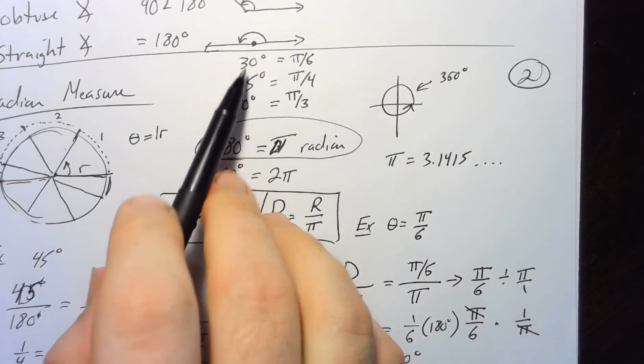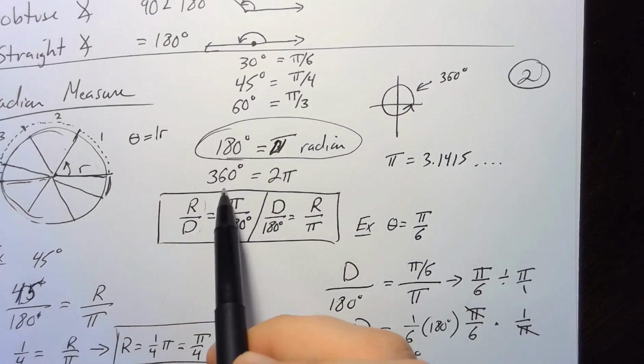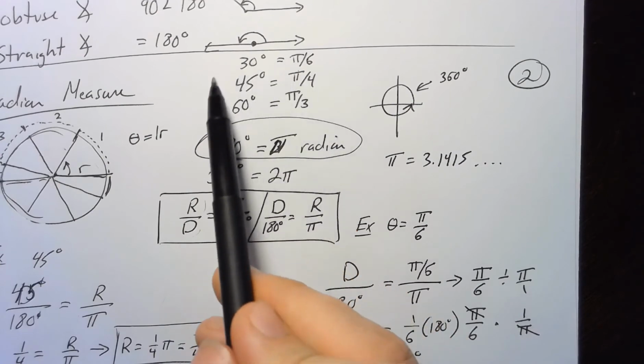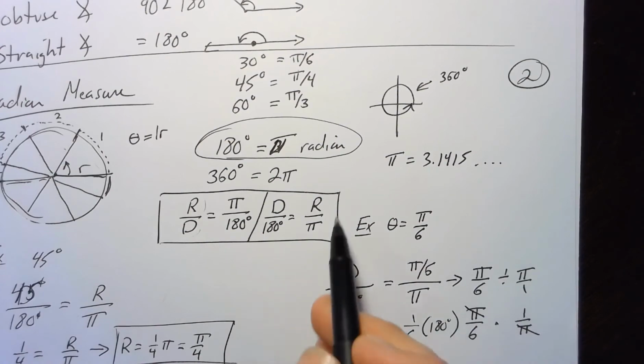So you have 30, 45, and 60. These ones you really should be memorizing. You have 180 and 360. You should really be memorizing these. And then we'll be talking about how we can memorize the rules for all the other multiples of pi over 6, pi over 4, and pi over 3. So anytime that we're trying to convert these things, the goal is to use, again, this formula right here.